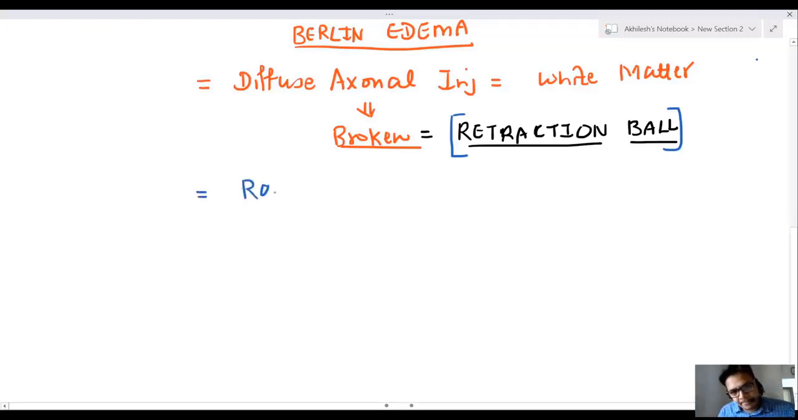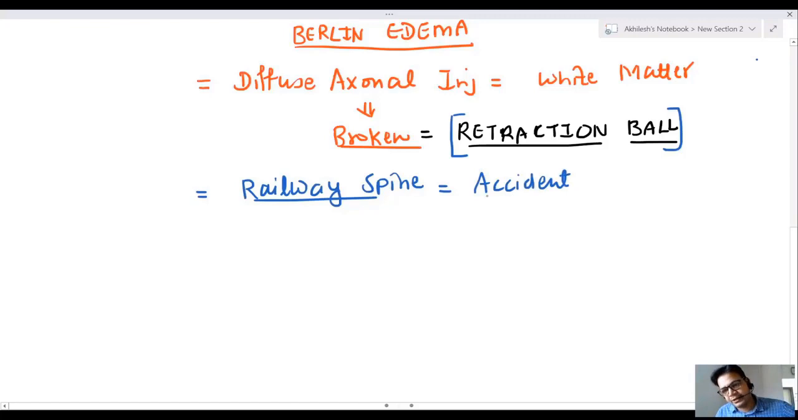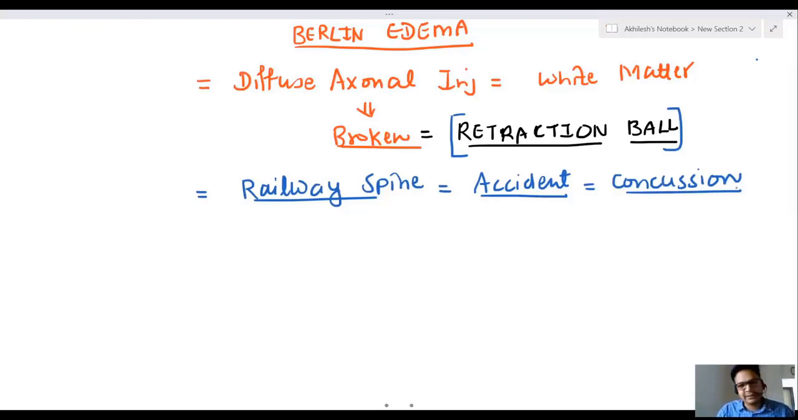Railway spine. Sir, in a railway accident, you have a spinal injury. This is known as railway spine. It is a concussion of the spinal cord. Railway spine is an injury of the spinal cord. So, Doctor sahab, these are all questions that come.